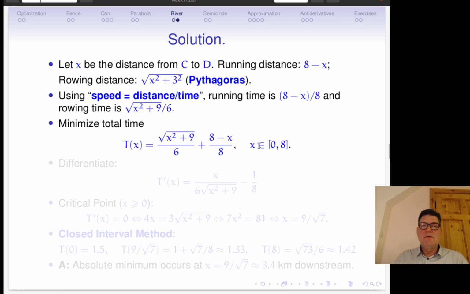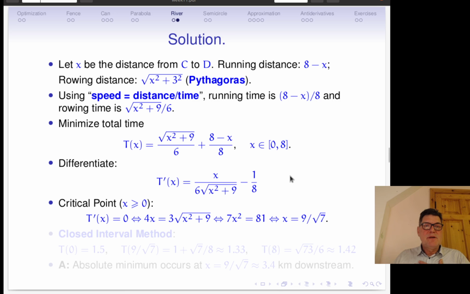x could be any distance. It could be x equal to 0, which represents the point C directly across from A. x equal to 8 represents the point B that he wants to reach. As usual, we differentiate to find the critical point. The derivative has this form, T prime of x is x over 6 times that square root, minus 1/8.